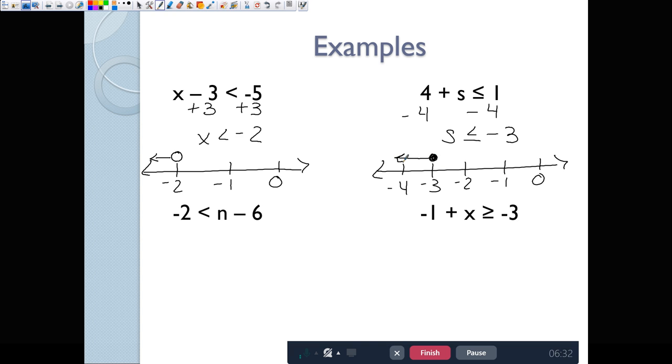In order to solve this problem, to get n by itself, I'm going to add 6 to both sides. Did I multiply or divide by a negative number? No, so I'm going to keep my sign the same. And -2 plus 6 is +4. However, it's not written the way that we like it, where our variable is on the left and our number is on the right. So I need to rewrite it, but we need to keep the sign so that the greater than part is touching my n. So that means it's going to be n is greater than 4, okay?